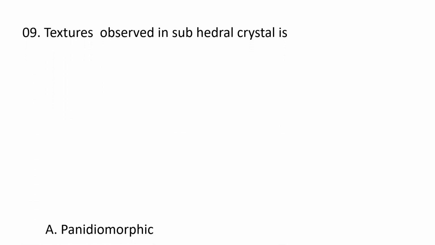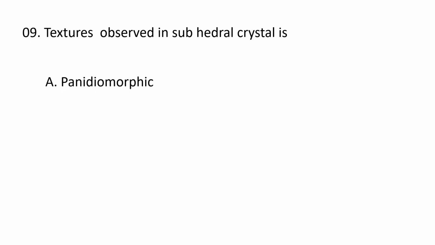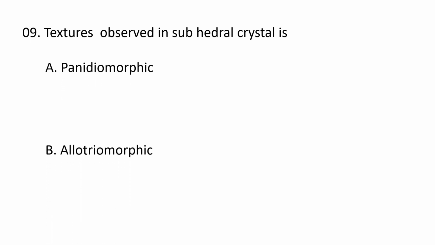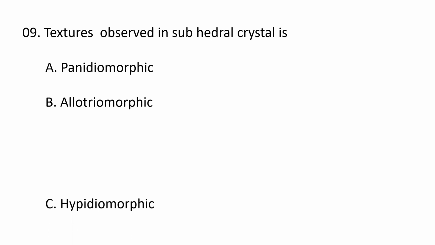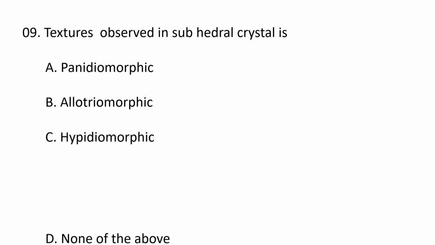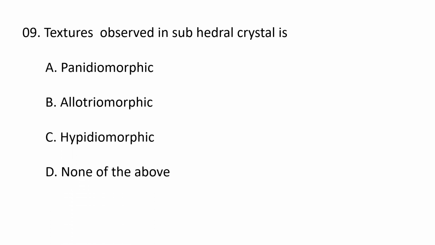Next question. Texture observed in subhedral crystal is A. Panidiomorphic, B. Allotriomorphic, C. Hypidiomorphic, and D. None of the above. So texture observed in subhedral crystal is C. Hypidiomorphic. Hypidiomorphic granular texture means it consists dominantly of mineral grains with partly developed or subhedral shape. Examples are gabbro and granite. Thus hypidiomorphic granular texture is the commonest of the granular textures, and it is also called granitic because it is mostly found in granitic rock. So texture observed in subhedral crystals is hypidiomorphic. C is the correct option.